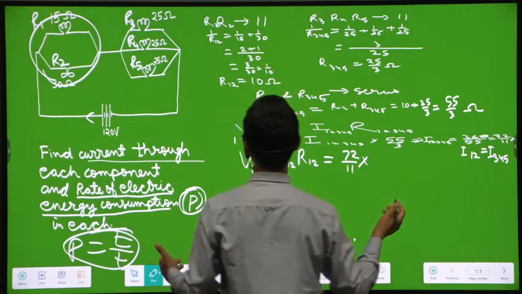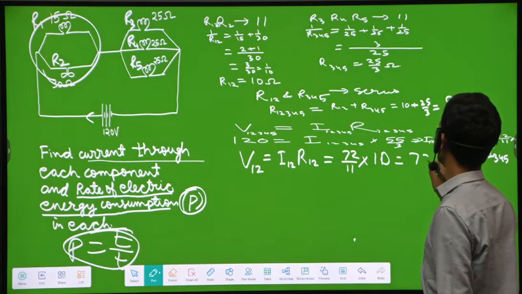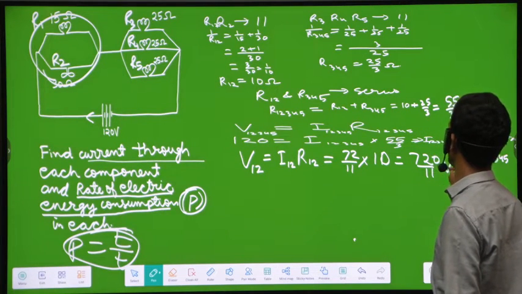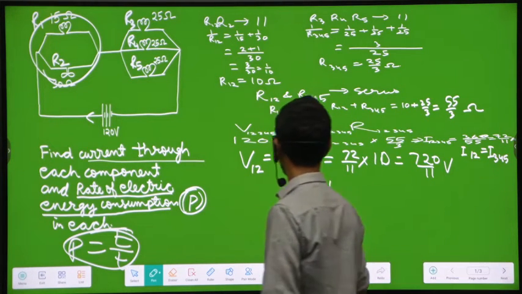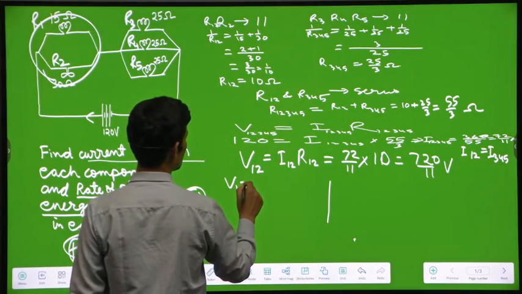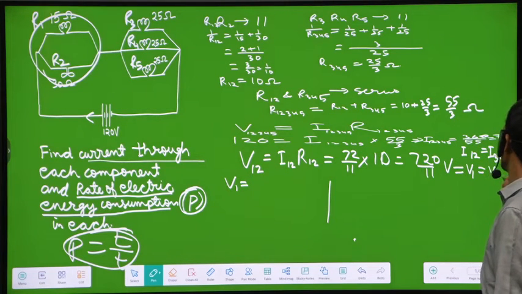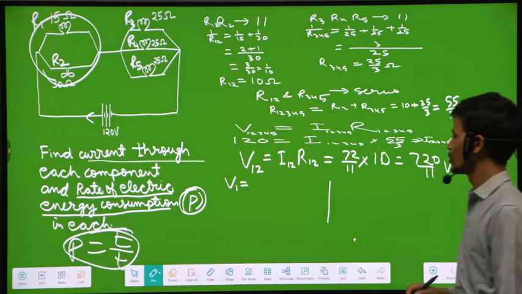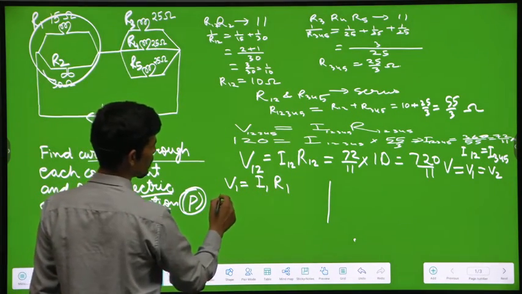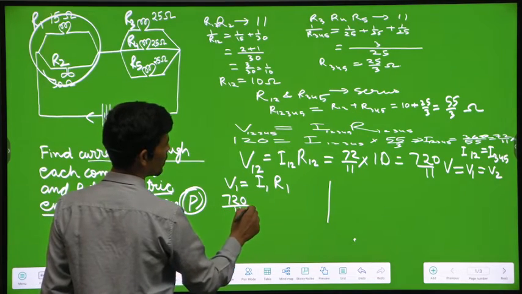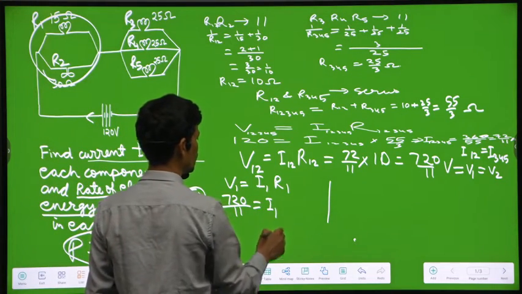Multiply by R12, which we have already calculated, it is 10, so it will be 720 by 11 volt. Why have we done it? Because in parallel the potential difference remains the same, so V1 is the same as V2. V equal to IR again, V is 72 by 11 equal to I1, which is our objective to find.